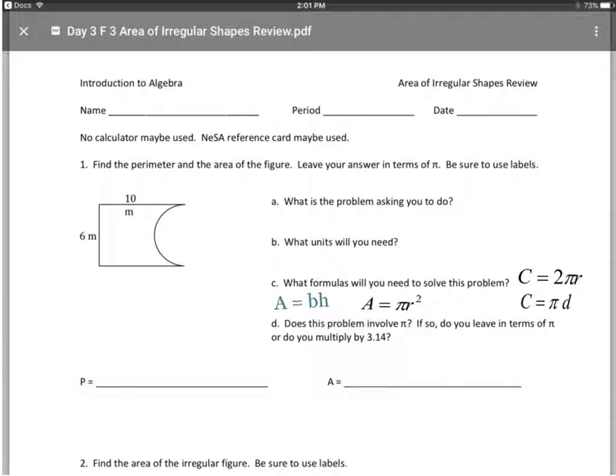So what's the problem asking you to do? Well, it's asking us to find both perimeter and area. So perimeter and area both have to be found. What units will I need? Well, for perimeter, it's just straight lines, so that's just meters. And for area, obviously, it'll be meters squared.